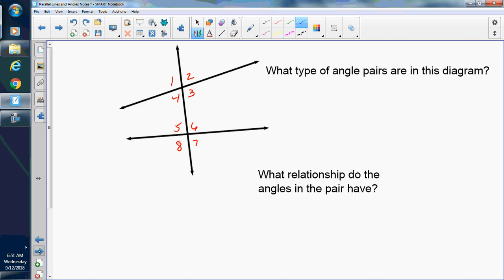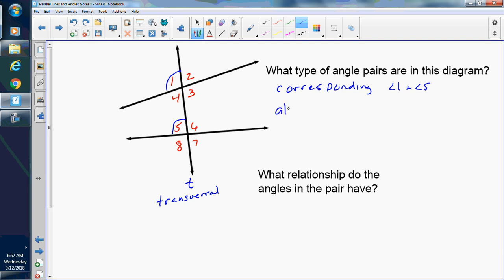And yesterday in class we learned that when we have two lines that are intersected by another line, in this case line T, that line, remember, is called a transversal. We have several different types of angles formed. One type of angle is corresponding. Angles in the same position, like angle 1 and angle 5, are corresponding because they're in the same position.